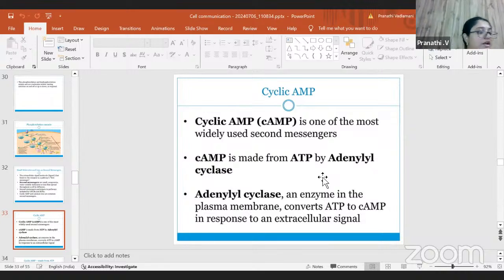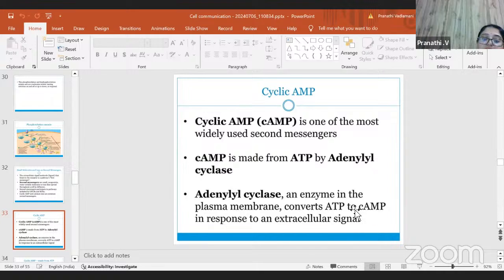In fact, it is very important. And Sutherland, in fact, was studying the effect of epinephrine. He was actually studying cyclic AMP. So the major component is your cyclic AMP signal transduction pathway. We will come to that.